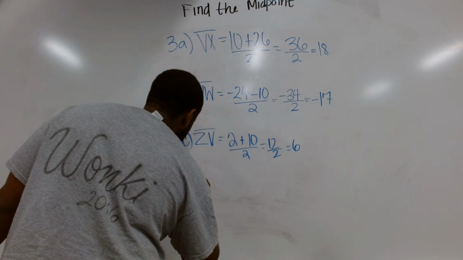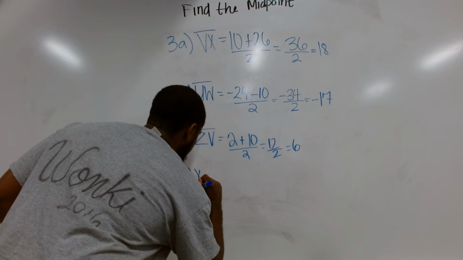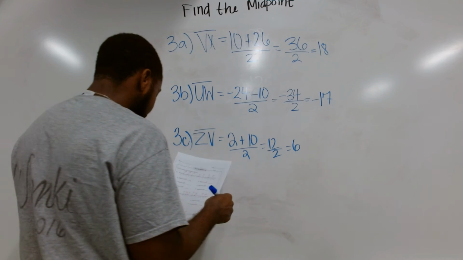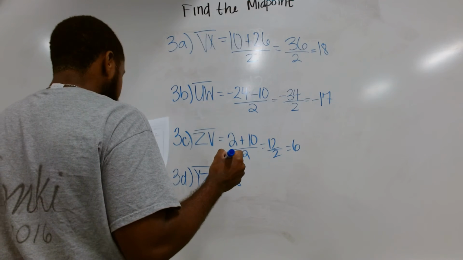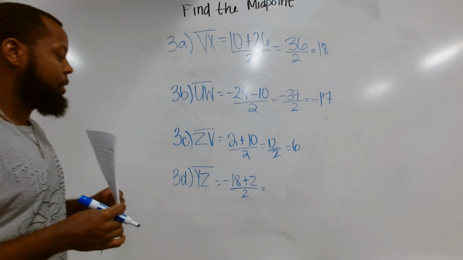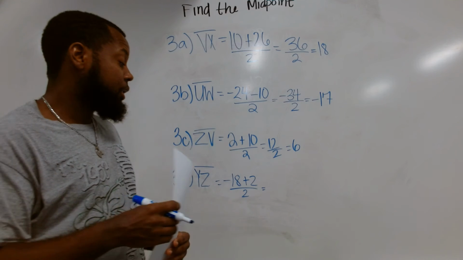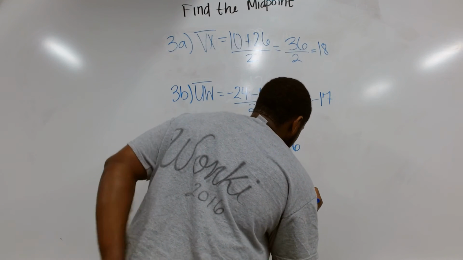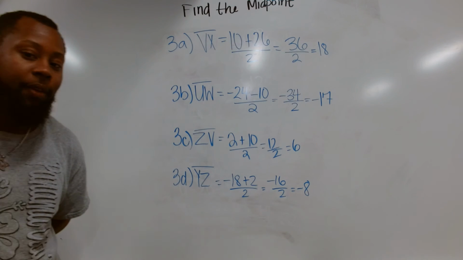And so we on our last one, 3D. We have YZ. Y is negative 18 and Z is 2. You owe someone $18. Now you give them $2. You still owe them $16. And because we're intelligent scholars, we know half of negative 16 is negative 8.